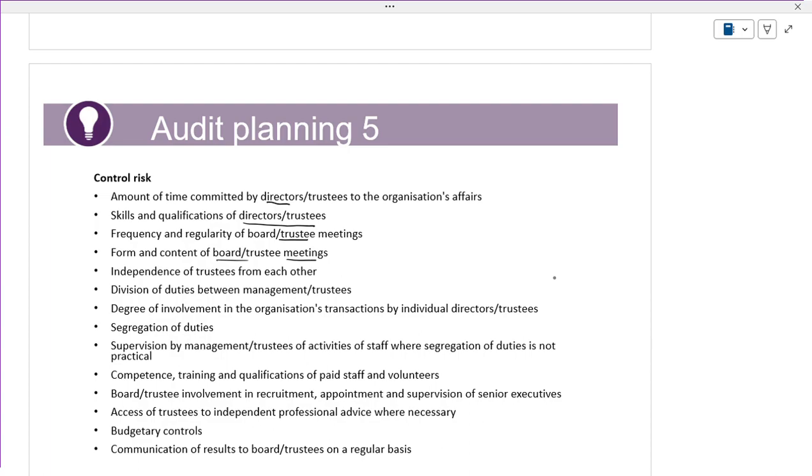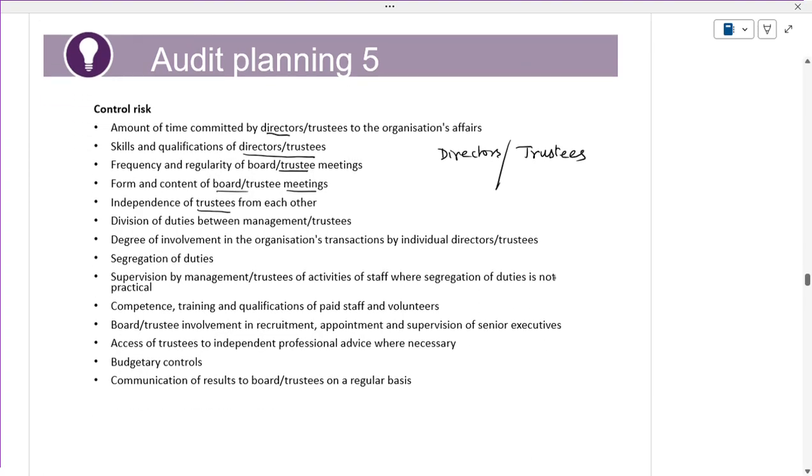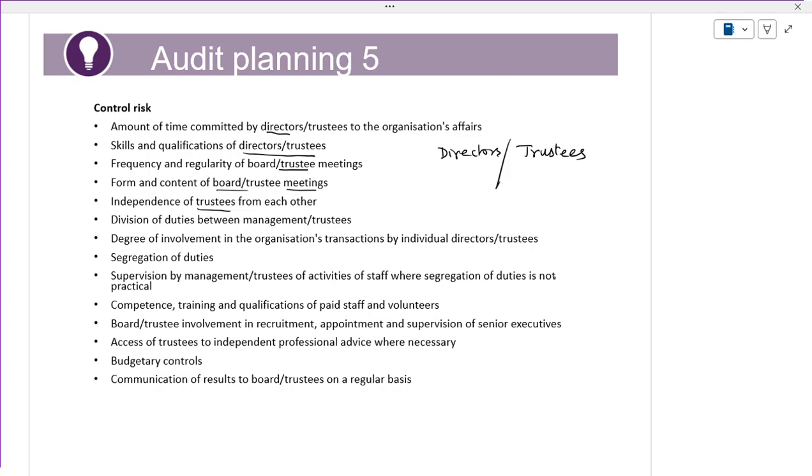Independence of trustees from each other. Is there independence of trustees from each other? Trustees are nothing but, where we are talking about the board of directors, here we are replacing the directors with trustees. The division of duties between management and trustees will not be that visible. Involvement in organizational transactions by individual directors: is that degree of involvement there? Sometimes less, sometimes more. Segregation of duties, a little bit of a question mark.